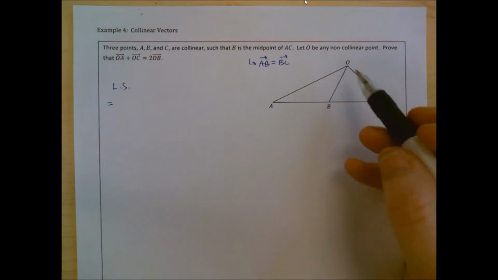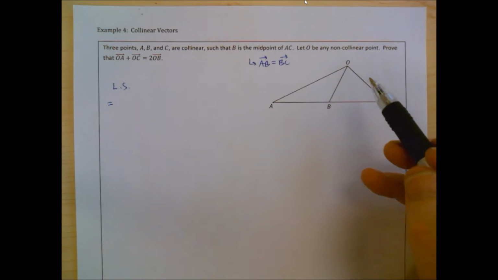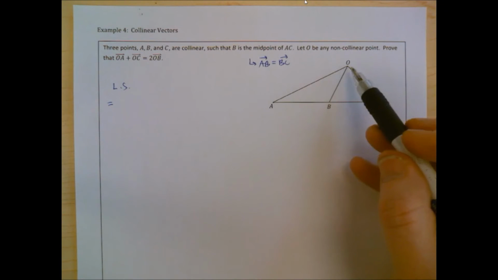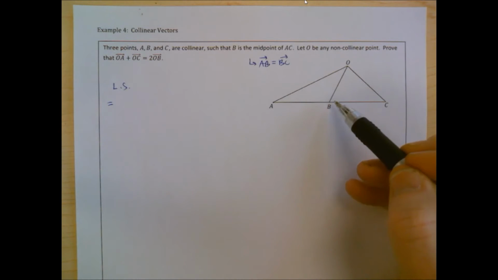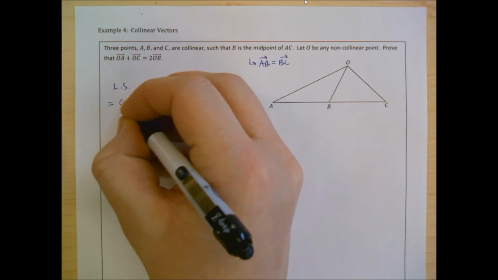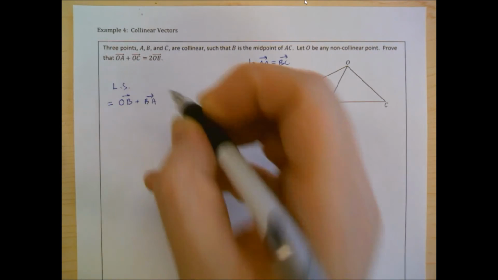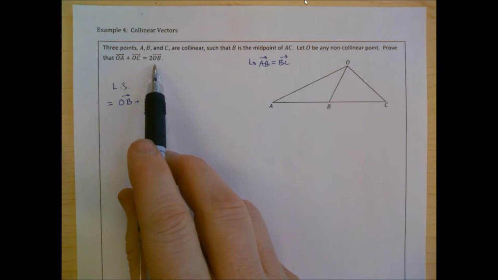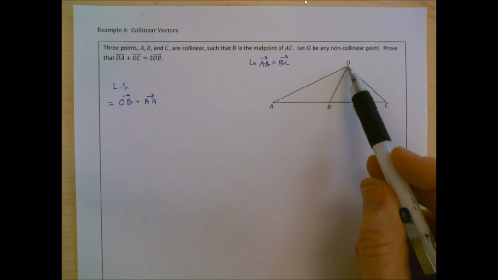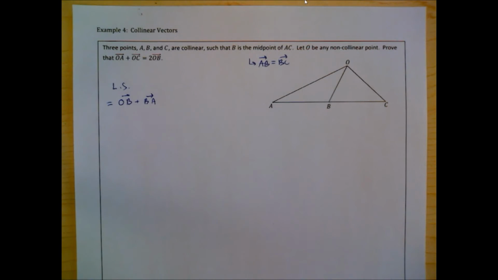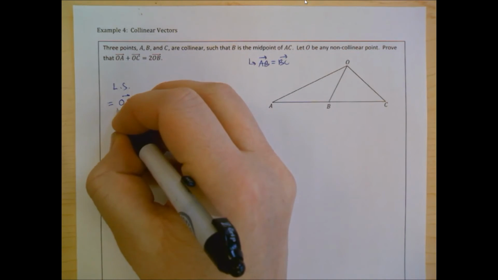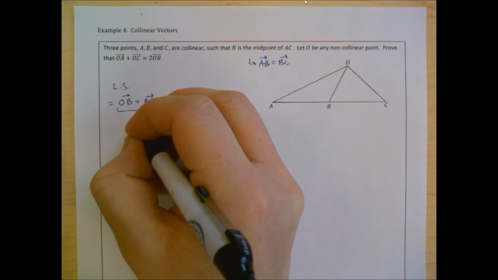I'm going to start with vector OA. And I'm actually going to break up OA into two vectors. I'm going to break it up into OB plus BA. Now, Mr. Wills, why would you do that? The reason why I do this is because I'm looking at the right side, and the right side needs two OBs. So if I break this up into an OB and a BA, I'm good. So this part right here, this is my vector OA.